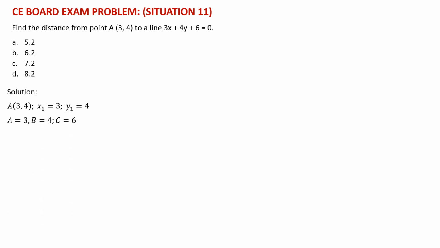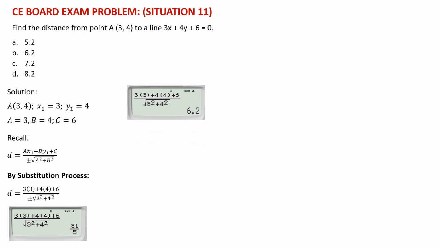And for the start of our solution process, let us first list the given. The point is (3, 4), wherein x sub 1 is equal to 3 and y sub 1 equals 4. The value of a is 3, b is equal to 4, and c is equal to 6. Then, let us recall our formula. d is equal to (a x sub 1 plus b y sub 1 plus c) all over plus or minus square root of a square plus b square.